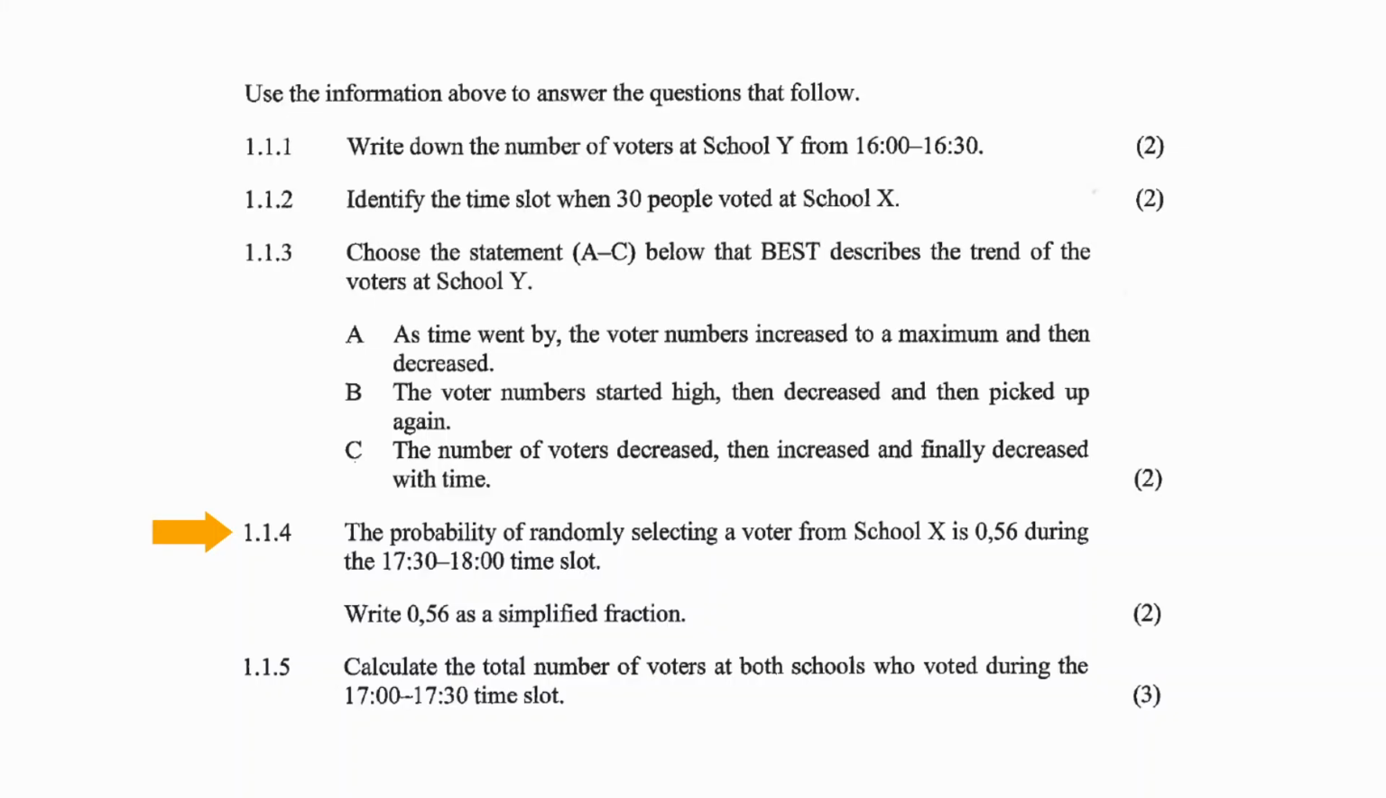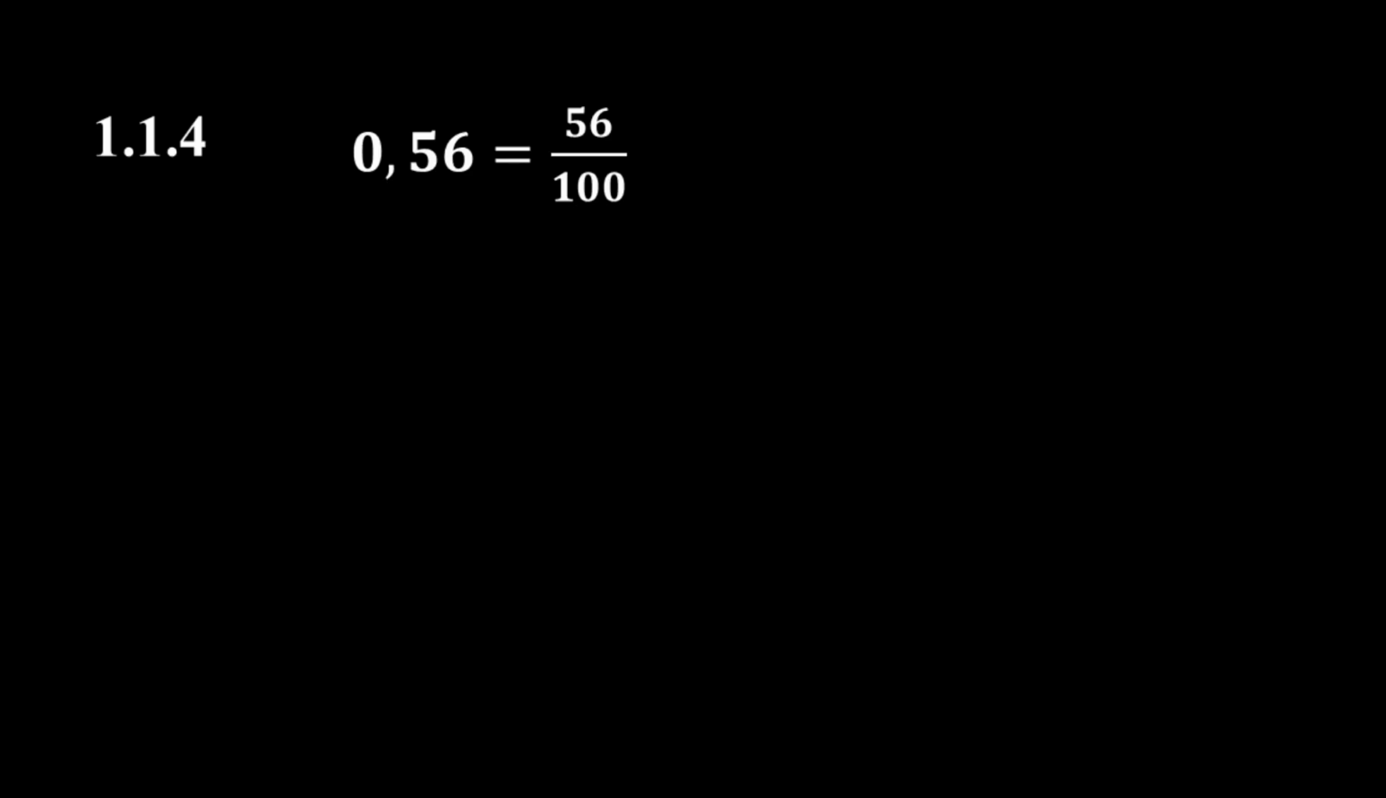In question 1.1.4, it is stated that the probability of randomly selecting a voter from School X is 0.56 during the 1730 to 1800 hour time slot. You have to write 0.56 as a simplified fraction. Now 0.56 can be written as 56 over 100. Dividing both the numerator and denominator by the highest common factor of 4 will give us a simplified fraction of 14 over 25.